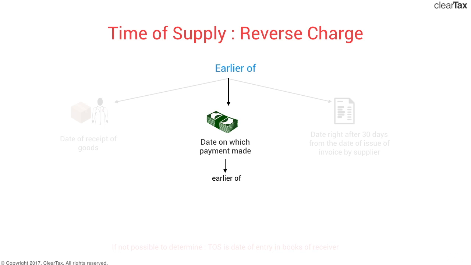The date of payment would be the earlier of the date on which the payment is entered in the books of the recipient, or the date on which payment is debited in the bank. Under normal supply, it was credited into the bank because the supplier receives payment. Under reverse charge, from the point of view of the receiver, it is the date on which payment is debited, that is, the payment has flowed out from the bank because the receiver would make the payment.